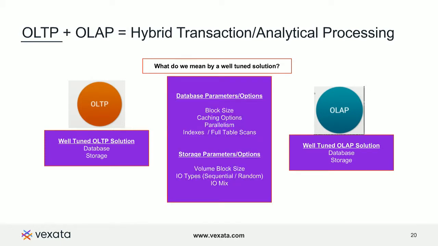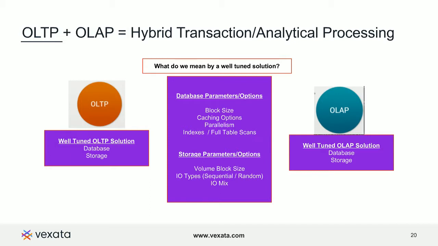So consider, in the database component, a few parameters and options. First one, let's talk about block sizes. In OLTP, we use smaller block sizes, typically 4K and 8K. For OLAP applications, we use larger block sizes, typically 16K, and even now people have started using 32K.